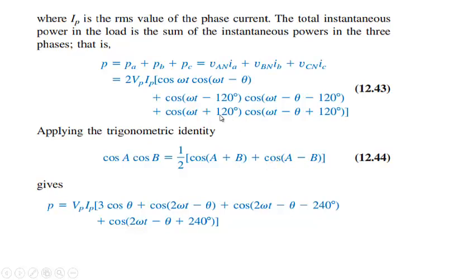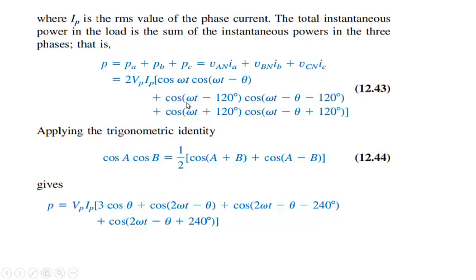When we do this, we have to add these two. Cos of A plus B is equal to twice cos of omega t minus theta, that is this. And cos of A minus B, that is this minus this, will be equal to cos of minus theta, sorry, cos of plus theta, that is cos theta. So we get 3 here, because one cos theta will be from here, one from here, and one from here. These will add up to 3 cos theta.